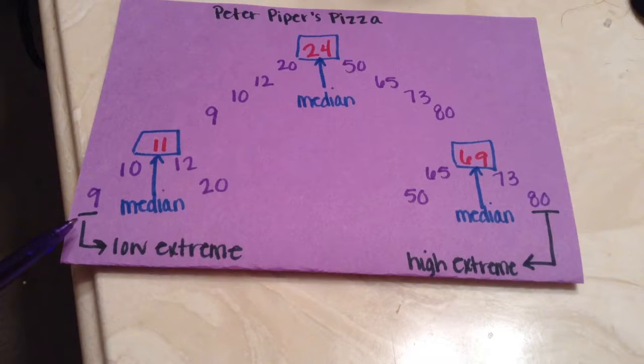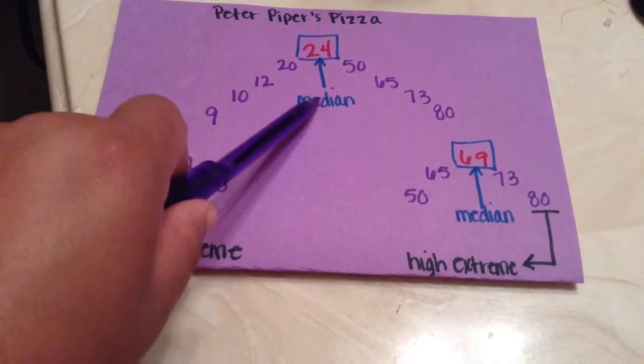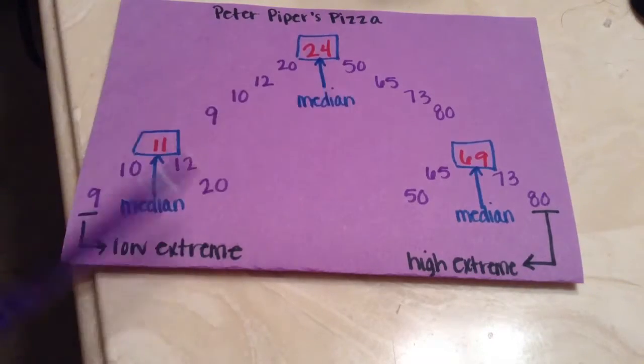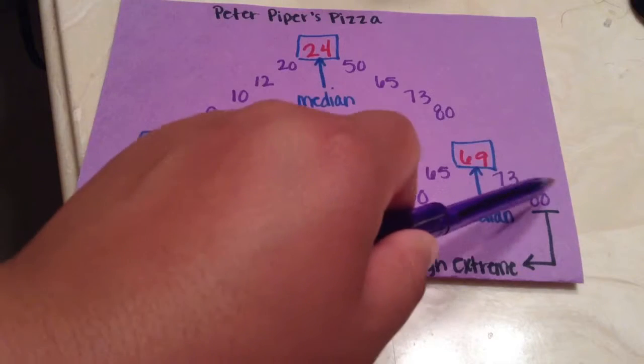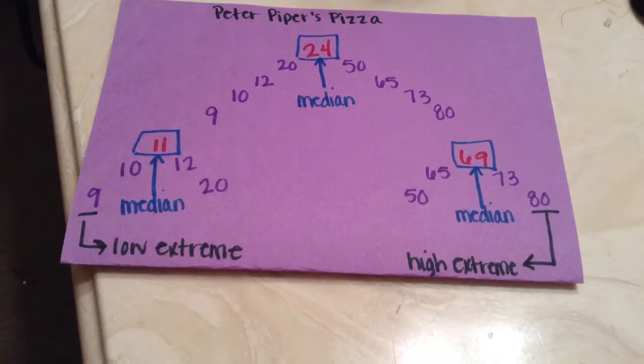We have 9 for Peter Piper Pizza, which is our low extreme, 11, which is our median of this small group, 24, which is the median of the entire group, 69, which is the median of this smaller group, and 80, which is the high extreme or the greatest number.